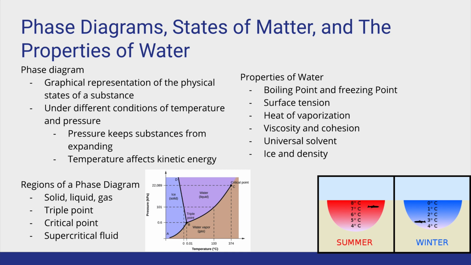Because of this open structure, as the water molecules are being held further apart, this makes water's liquid state more compact than its solid state and explains why ice is able to float on water. Ice at the top of a body of water serves as an insulator and allows life in water to survive. And that will sum up phase diagrams, states of matter, and the properties of water.